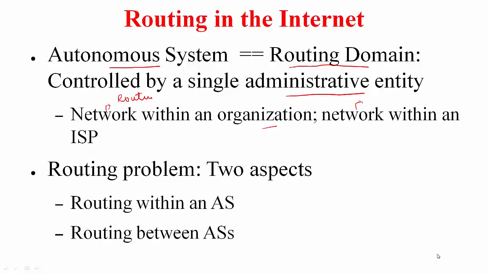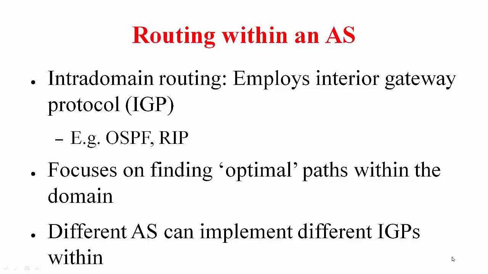So as far as the routing problem is concerned, there are two aspects. One is to solve the routing within an autonomous system, and another is to solve the routing across autonomous systems. Routing within an autonomous system we already saw. This goes by the name intra-domain routing. This routing employs what is called an interior gateway protocol, IGP, and examples of this are OSPF and RIP. OSPF does link state, RIP does distance vector.